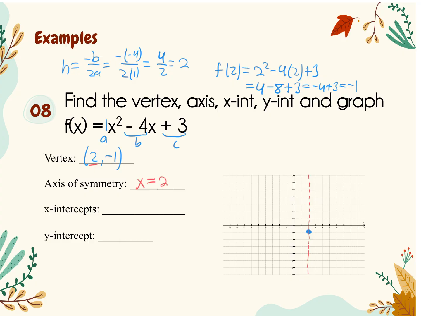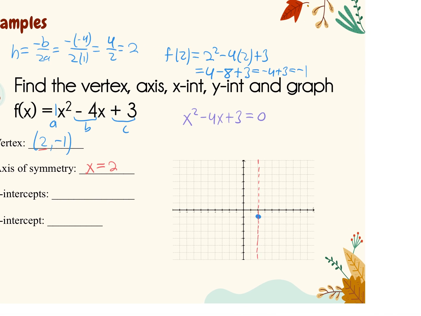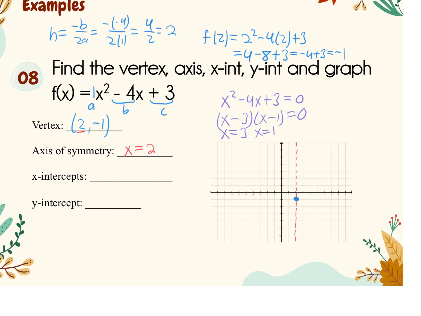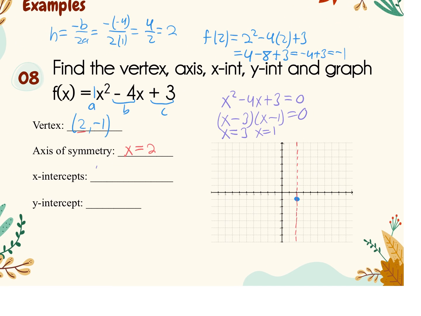All right, x-intercepts, you're going to set your function equal to 0. So we get x squared minus 4x plus 3 equals 0. All right. And now we can go ahead. This one is also factorable. So this is going to be x minus 3 and x minus 1 equals 0. So that means I get x equals 3 and x equals 1 as the x values of my x-intercepts. So this is going to be 3 comma 0 and 1 comma 0, right? So I have a point right there and a point right there.